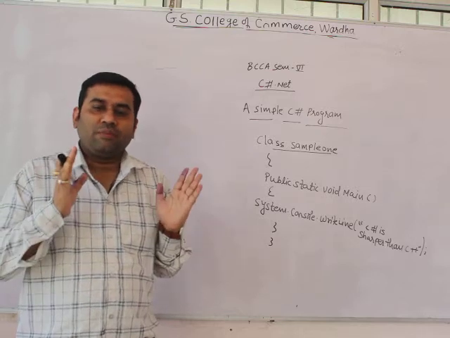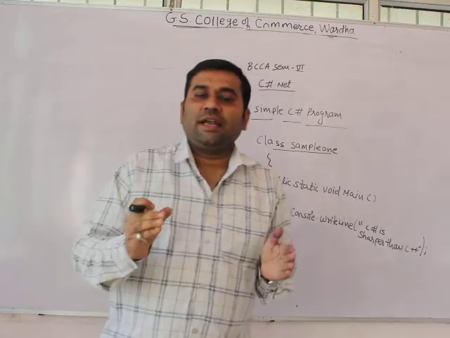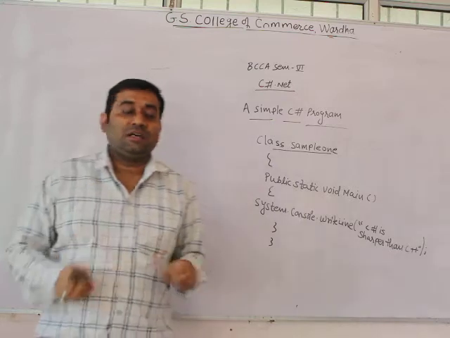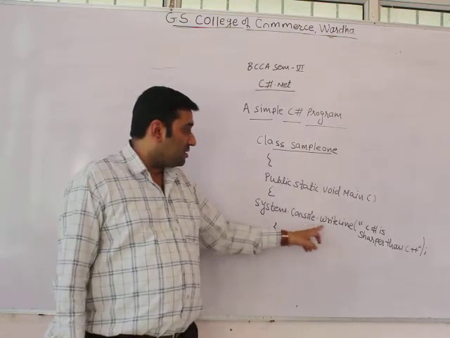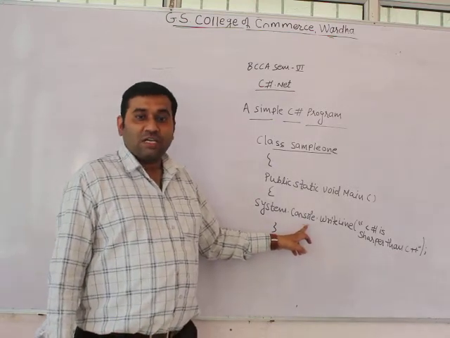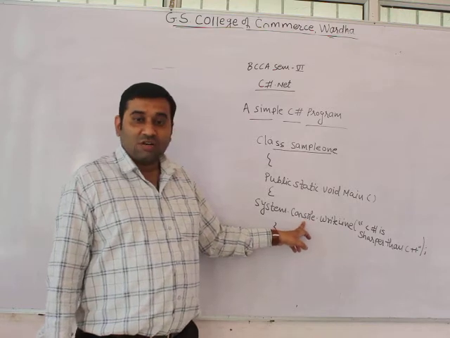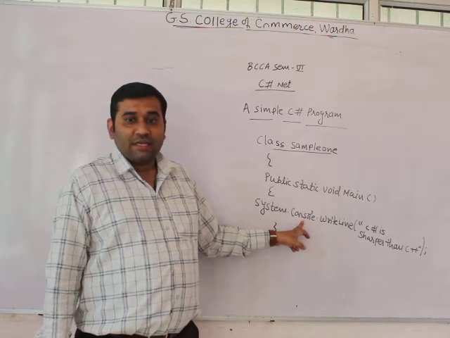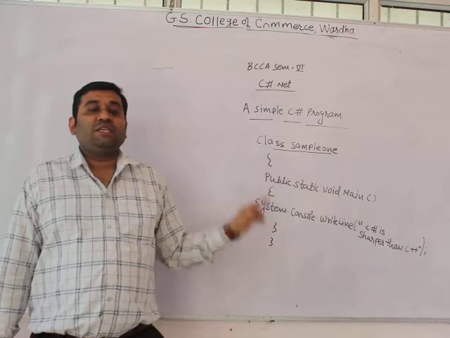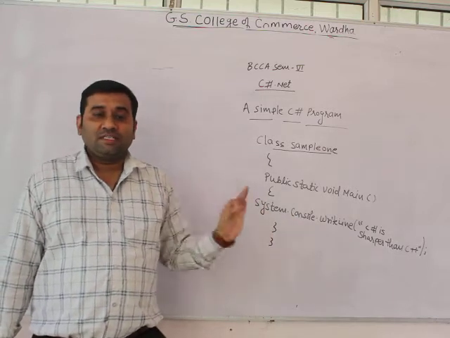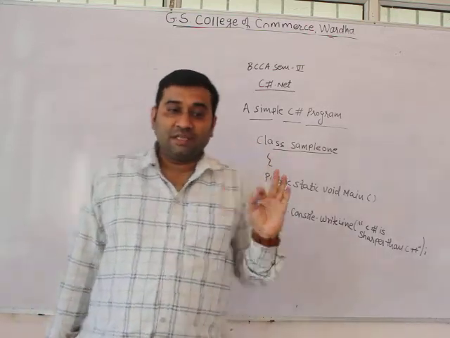Every method should be part of an object. The WriteLine method is a static method of the Console class. This is the Console class, which is located in the namespace System. This line prints the string.